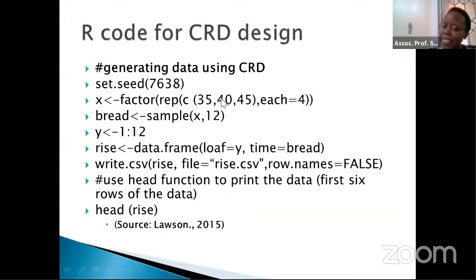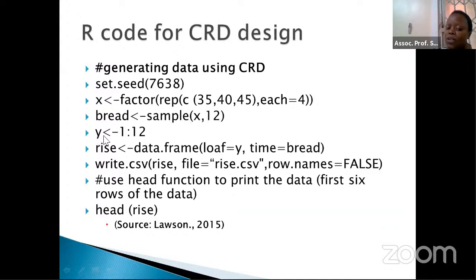And these are the minutes 5, and each is replicated 4 times, and we close the brackets. Let me go to the next row. The object is called bread. And these values here are going to be randomized, or the bread is going to be randomized using the object X, and there are 12 of them. As you told me, there are 12 loaves. So that's why we have that here.